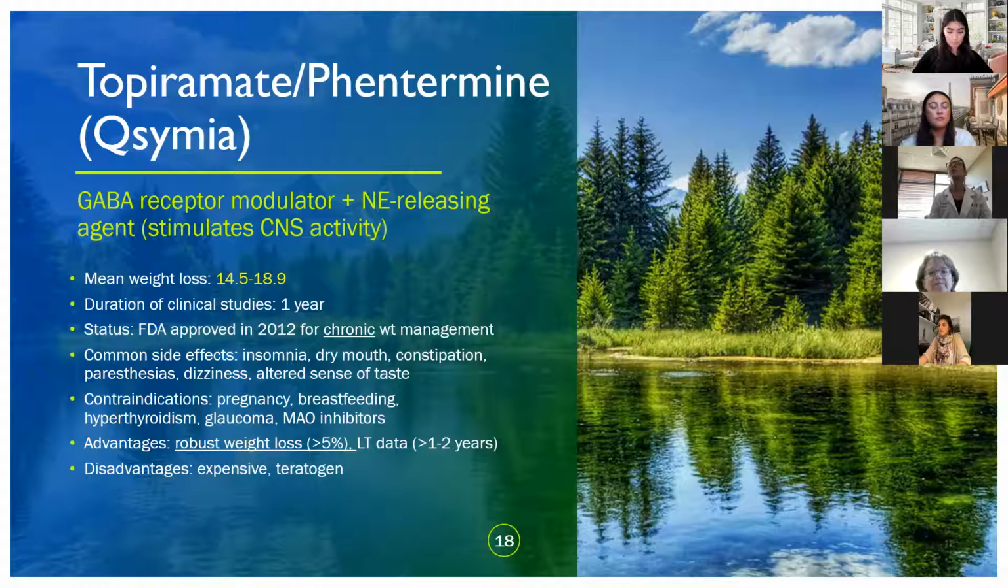So this one is Qsymia, or topiramate phentermine. The mean weight loss on this is a little bit higher, 14.5 to 18.9. The FDA approved this for chronic weight management. Common side effects are similar to the other, but you also have to worry about insomnia, dry mouth, constipation. It cannot be used in pregnancy or breastfeeding or hyperthyroid states. The weight loss seems to be more robust, but it can be expensive and teratogenic. Next slide.